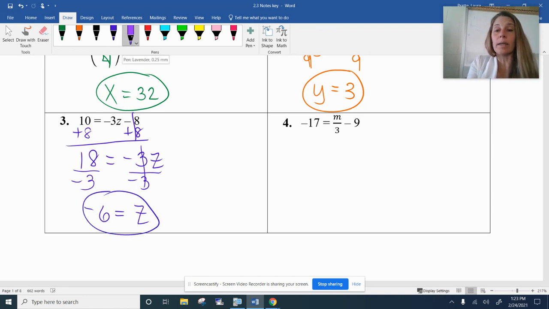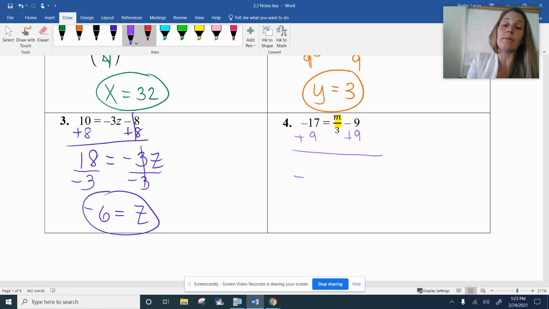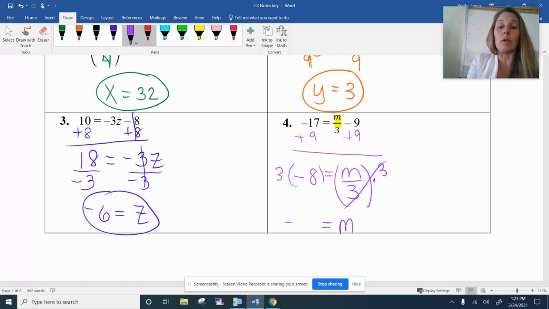And then our final one here, again, we're trying to get this variable by itself. So we're going to add the 9 first. -17 plus 9 is going to be -8. And then we have the m over 3 on the other side. And now, since we have some division going on here, the inverse operation would be to multiply both sides by 3. And we would have m equals -24.